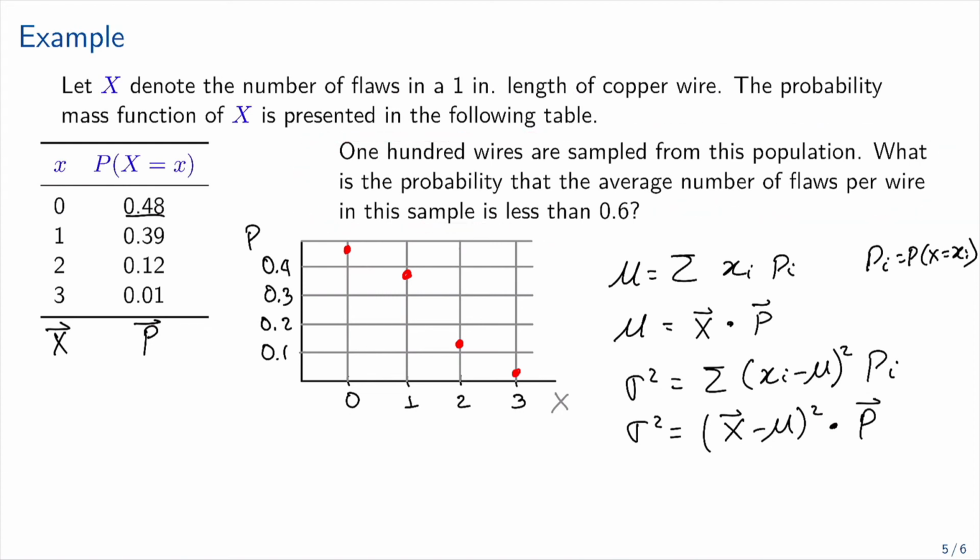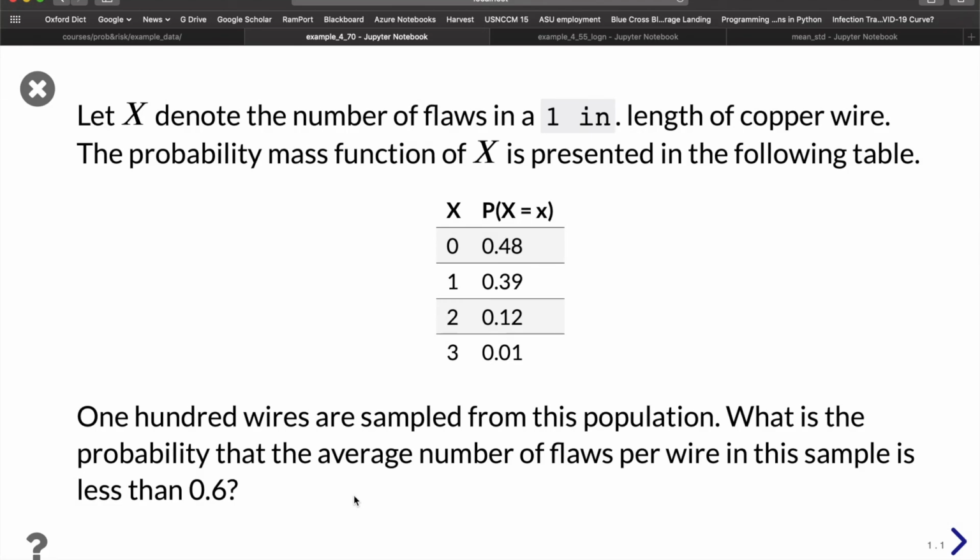So the probability that the number of flaws per wire in this sample is less than 0.6. And for that we are going to use the central limit theorem. Okay, let's jump into Python. So we have our Python file. So this is the problem that we're solving. So we have two vectors, x, the discrete random variable, and p, which is the probability of the random variable.